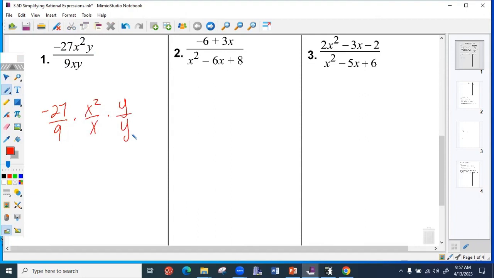When you simplify, you're asking yourself, what is negative 27 divided by 9? Negative 3. What is x squared divided by x? X, because remember that you're subtracting the exponents, and 2 minus 1 is 1, so x is left. And y divided by y is 1, because you're subtracting exponents, and anything to the 0 power is 1. Is there any reason for me to write a 1? No, it can be invisible. So this is my simplified answer.